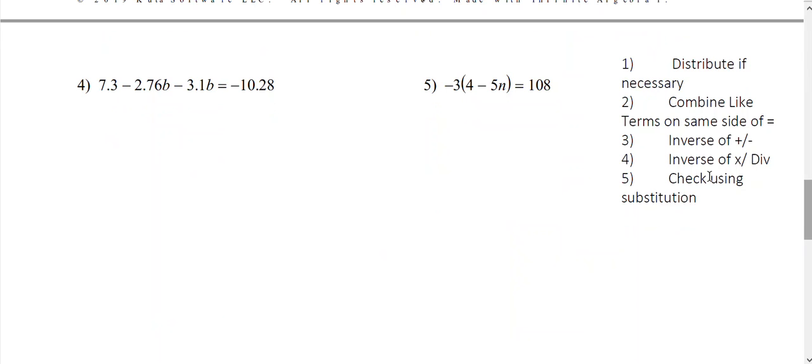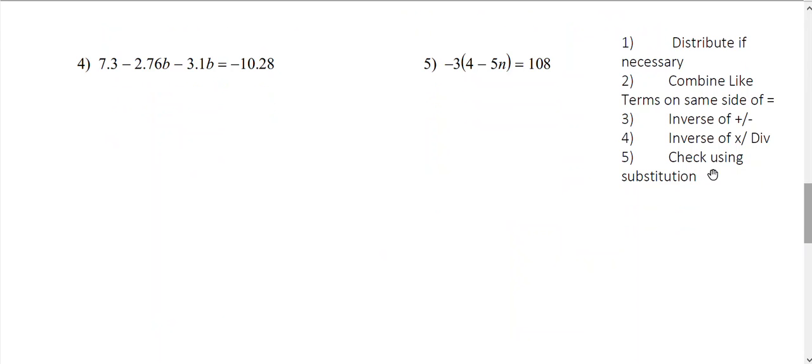Examples here where we get into steps 1 and 2. On this next question, question 4, we have to combine like terms on the same side of the equal sign. Basically, you want to simplify your equation until you get a two-step equation. Once you get a two-step equation, then you start using inverse operations.